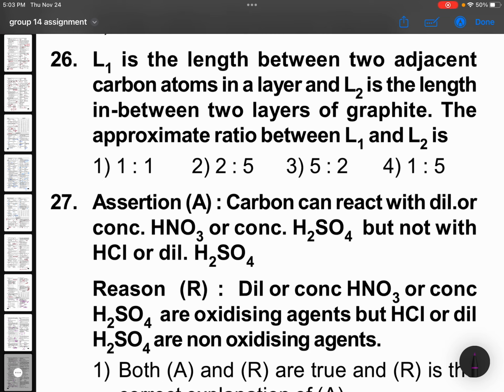L2 is the length between two layers of graphite. What is the approximate ratio between L1 and L2? So what they want to ask is, between the layers it is 3.35 angstrom, between the carbon atoms it is 1.42 angstrom. What is asked here? The approximate ratio between L1 and L2. L1 is the length between the two adjacent carbon atoms. So this is the ratio of 1.42 and 3.35. If you make the calculations, it will come to about 2:5.